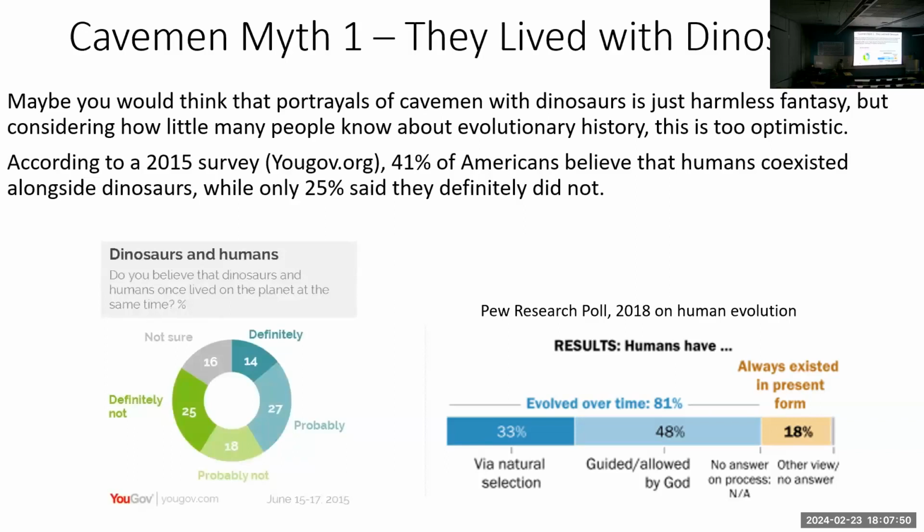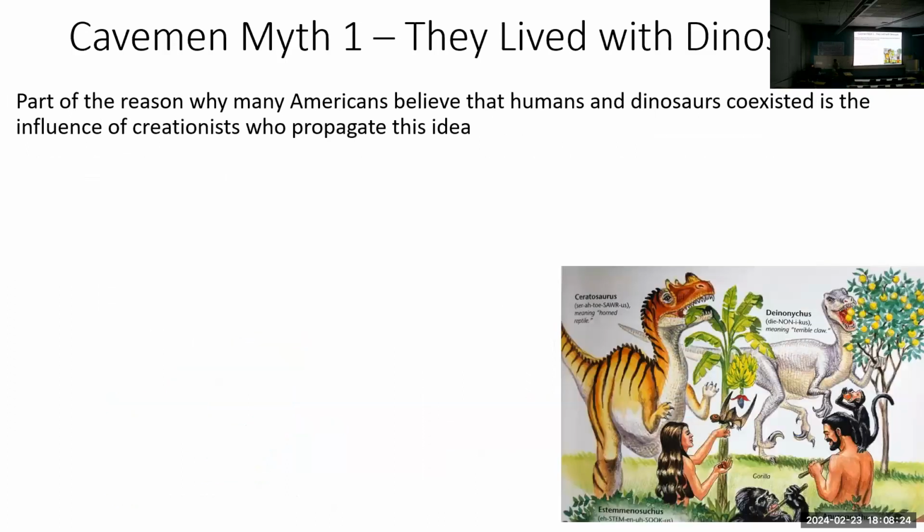And this was another fun survey from 2015 from YouGov.org, which surveyed Americans again and found that 41% of Americans surveyed believe that humans coexisted alongside dinosaurs. And only 25% said they definitely did not. 18% said probably not, allowing for 16% undecided, right? So only 25% said it's totally not true. So I think this is actually a much more common belief than a lot of people give it credit for.